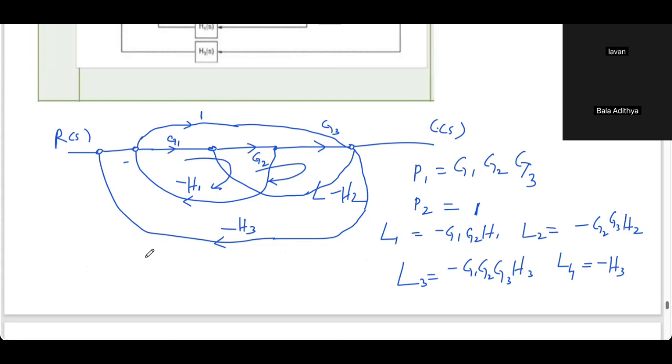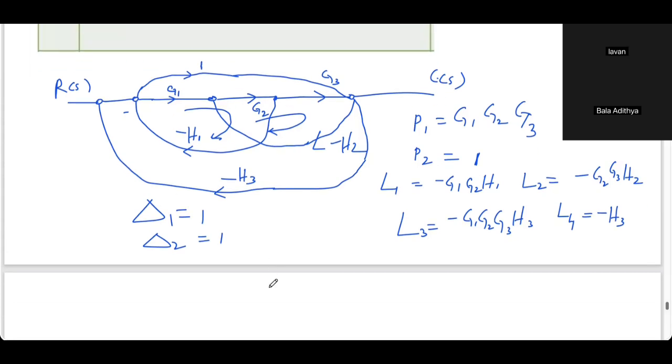And delta 1, any loop not touching the forward path? For this forward path, all loops are touching. And this forward path also, all loops are touching. So delta 1 is 1 and delta 2 is also 1. So it is G1, G2, G3 plus 1, divided by.